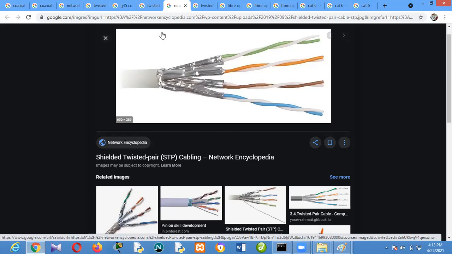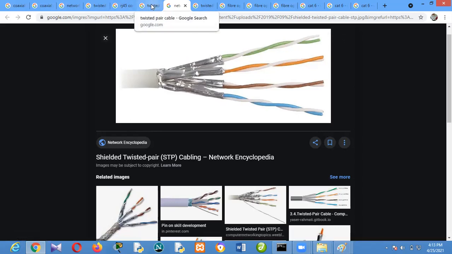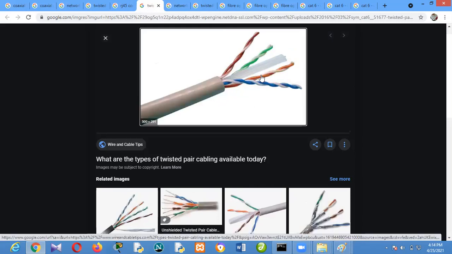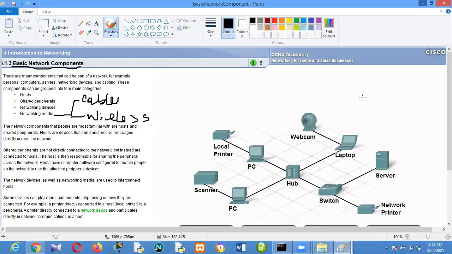But what I'm saying is that whenever you are running cable close to anything that will interfere with it, like an electric field, microwave or high frequency wave, don't use unshielded. That's just what I'm trying to say. So twisted pair we have of two types, UTP and STP: shielded twisted pair and unshielded twisted pair.